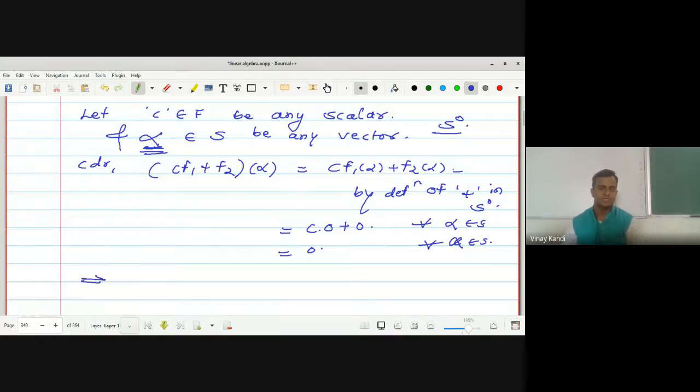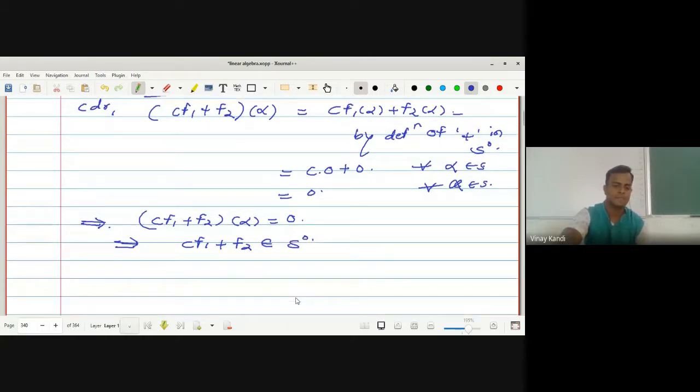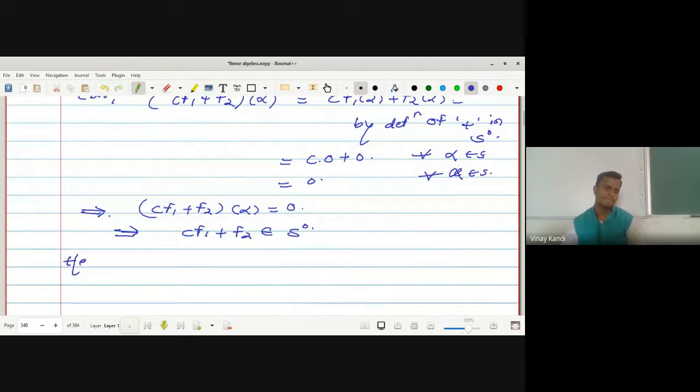So this implies CF1 plus F2 of alpha is equal to 0 implies CF1 plus F2 belongs to annihilator of S. Hence, what we have? Hence, annihilator of S is a subspace of V star. Any doubt? No, sir.